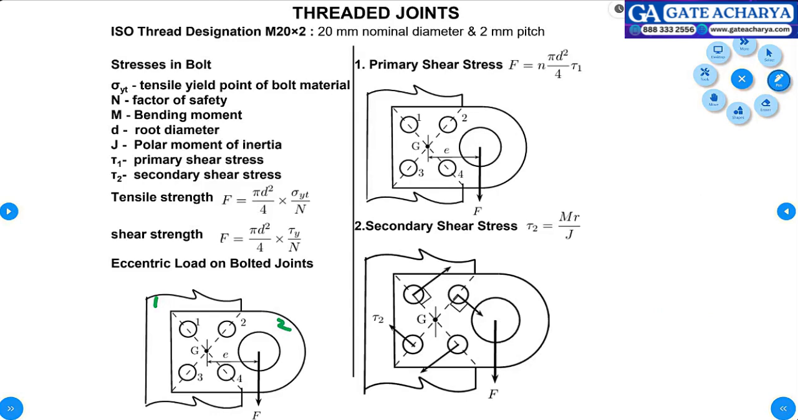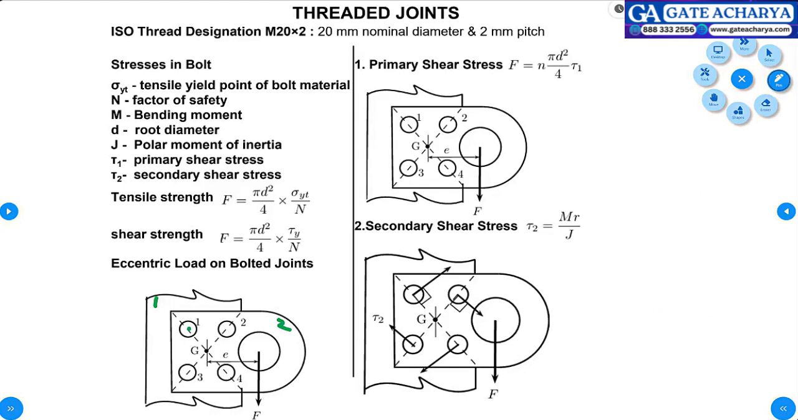First and foremost, I assume I'm taking a thread like this. I'm applying a load here, so it is going to get cut like this. This is a direct shear. We call it primary shear. Simply force divided by area. When I break it like this and look at it, it will be a circular cross section. That is why I am putting it as pi d square by 4.